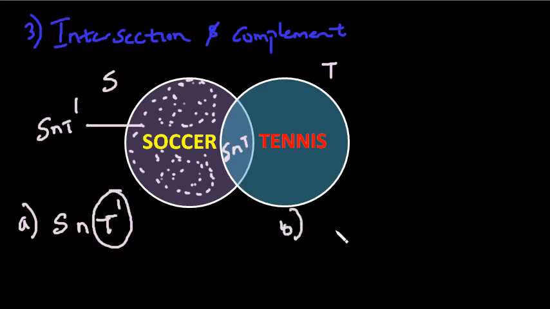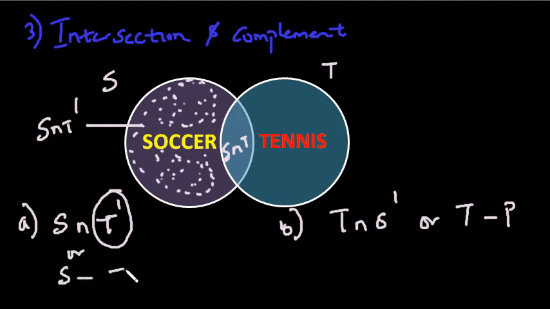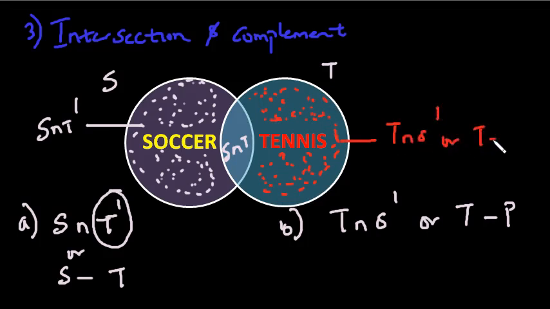Likewise, we can also have T intersection S complement, or what we can say T difference S, which means elements present in T but not in S. This also can be written as S difference T, which means elements present in S but not in T. So the elements present in T but not in S would be this region outside the intersection of the two sets. So this region I have dotted red is T intersection S complement, or T difference S.